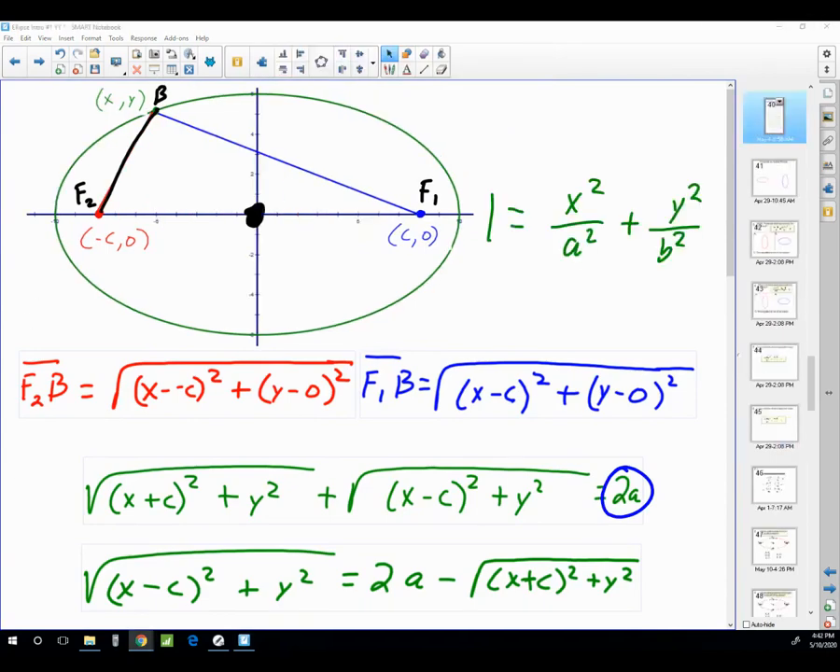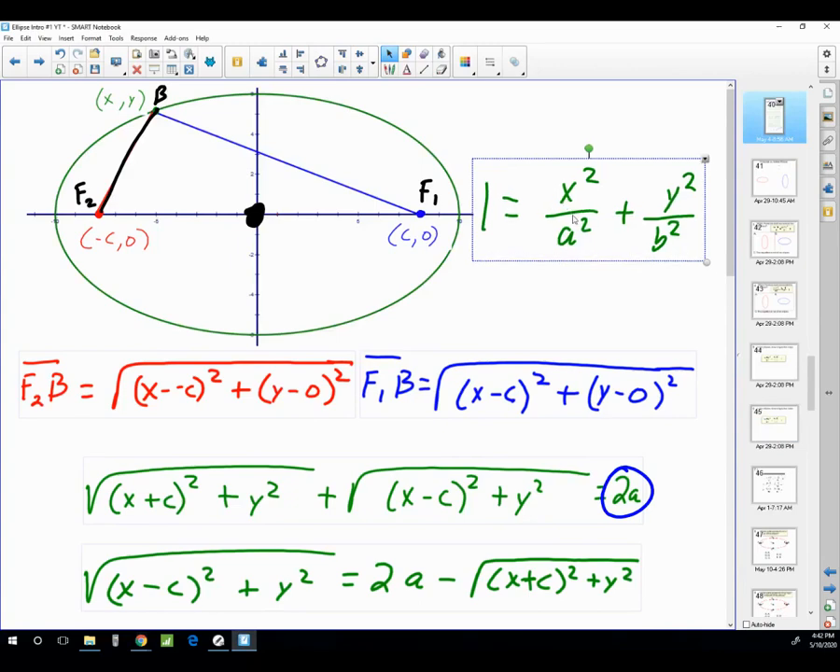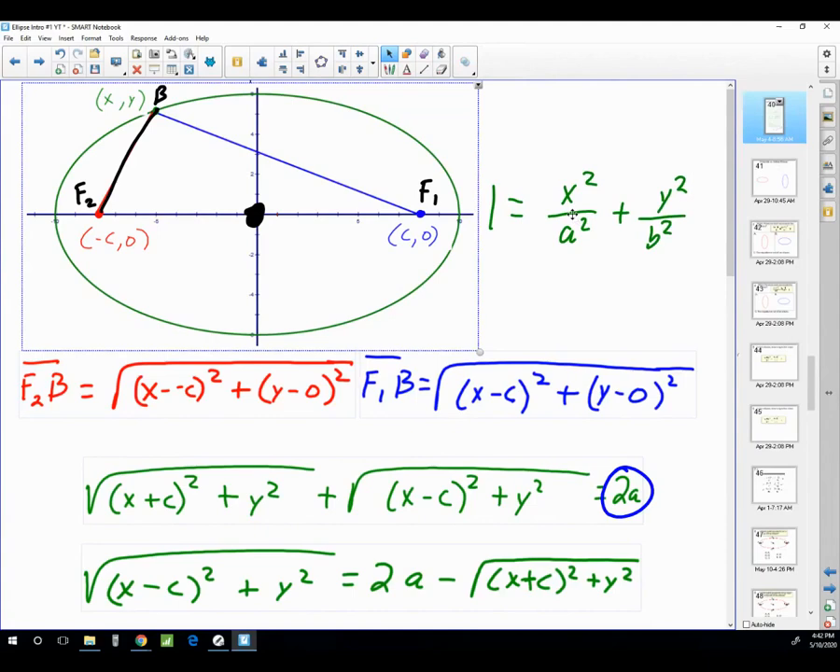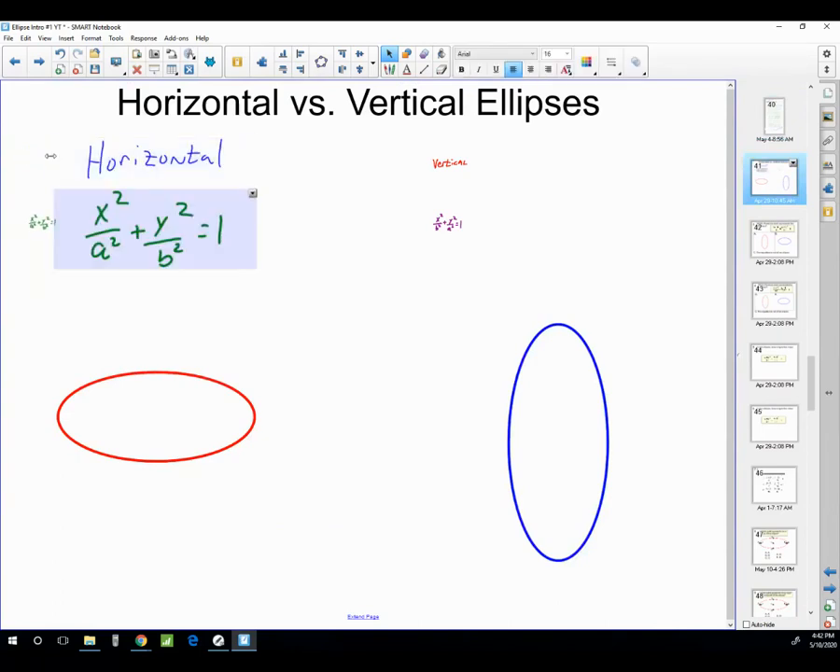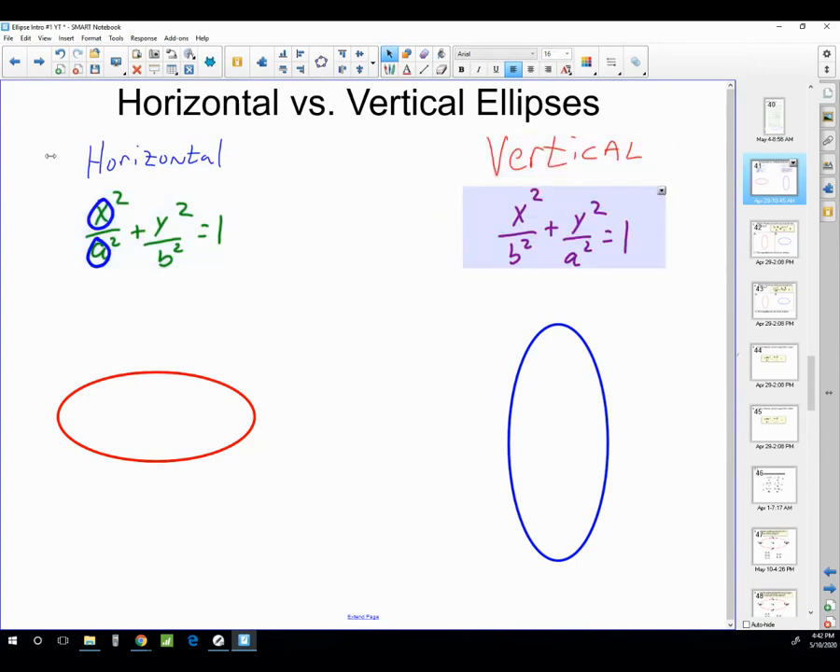All right, it's worth noting that when we came up with this equation, which is just great, we started with a horizontal ellipse. So the last thing we're doing here is distinguishing between horizontal and vertical ellipses. Horizontal ellipses are of this form where half the major axis is under the horizontal variable, and vertical ellipses are in this form where half the major axis is under the vertical variable.